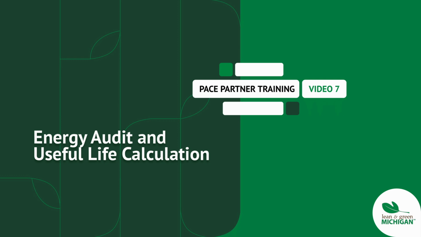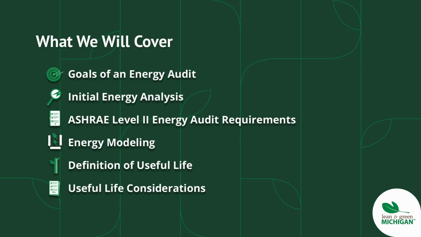Welcome to Lean & Green Michigan's PACE Partner Training video number 7, Energy Audit and Useful Life Calculation. An energy audit or modeling is a critical step in the PACE process. We will discuss the initial energy analysis, ASHRAE Level 2 energy audit requirements, energy modeling, the definition of useful life, and useful life considerations.